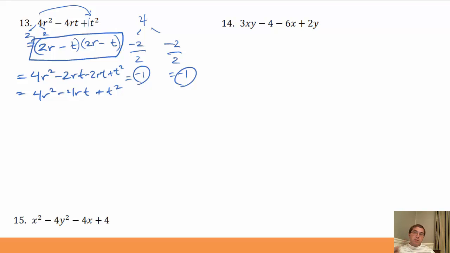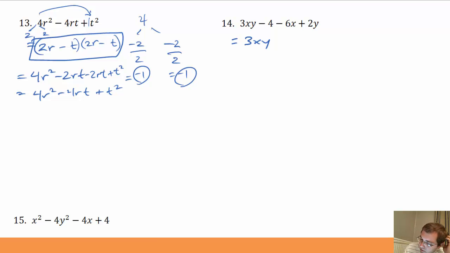This is the first one we've done where it has 4 terms. When we do 4 terms, we're going to group it. Before I group them, I'm going to rearrange them so that my variables are kind of matched up. And this just takes some trial and error to see if you get it in a way that factors nicely.